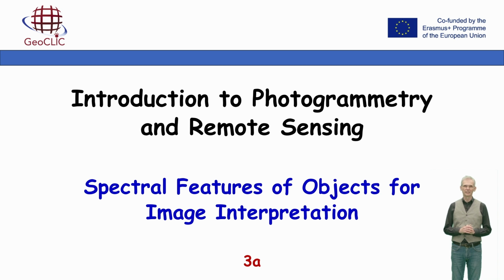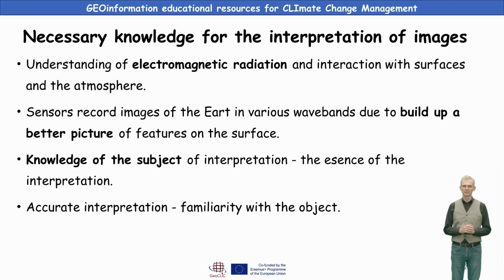The sensors collect images of Earth in different wavelength ranges in order to better discriminate the features of objects on the surface. Knowledge of the subject of our interpretation is the essence of the interpretation. Knowledge of remote sensing theory is also essential for high-quality image interpretation. The interpreter needs to understand how each image is formed and how each sensor displays landscape features.